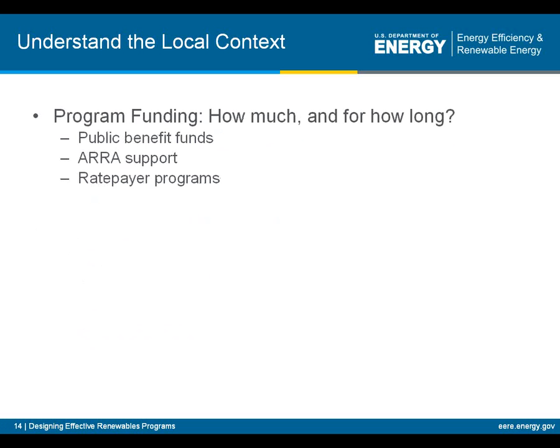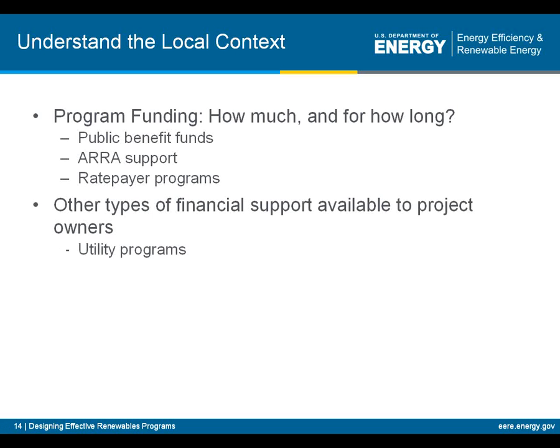Further, on the local context, you of course need to understand your own program funding and how much you're going to have and for how long. And that is going to affect the way not only that you design the budgets, but design the programs going forward. And what other types of financial support are available to the project owners?